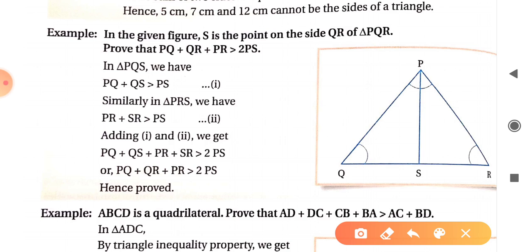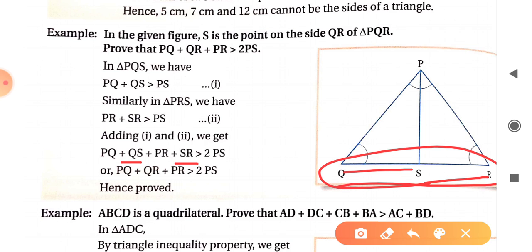Then here is QS and SR. QS plus SR are forming QR, so we can write it QR. So it becomes PQ plus QR plus PR is greater than 2PS. And that is proved.